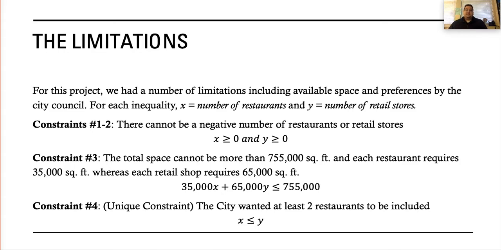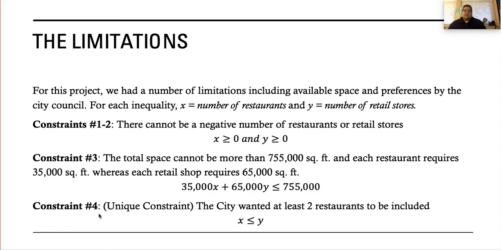So we said that X and Y both had to be greater than or equal to 0. Our third constraint or limitation was that the total space that we have available is 755,000 square feet. Each restaurant requires 35,000 square feet, and each retail shop requires 65,000. So we turned that into this inequality here. Don't bore the city council with your math stuff, but you do need to present it.